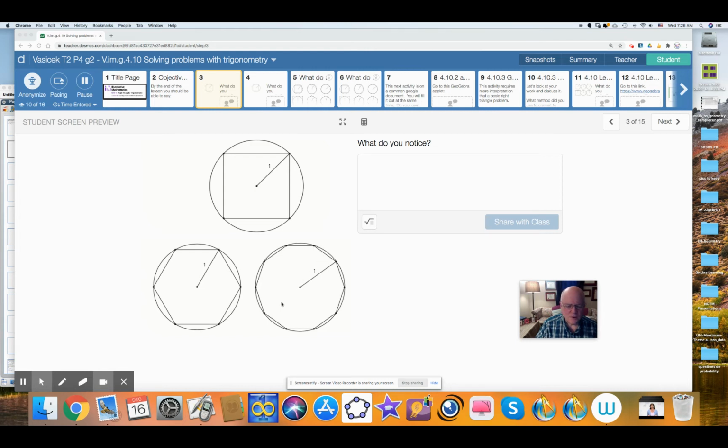And I wonder what the perimeter is. I wonder what the area is. I wonder what this has to do with our lesson today, and why are there getting to be more and more sides? I wonder what you call this one that has 10 sides. It's a decagon.